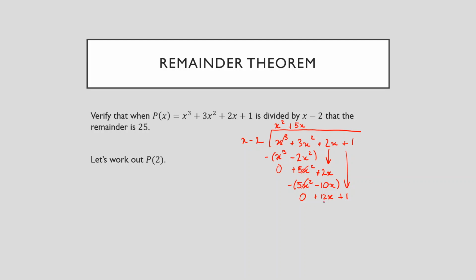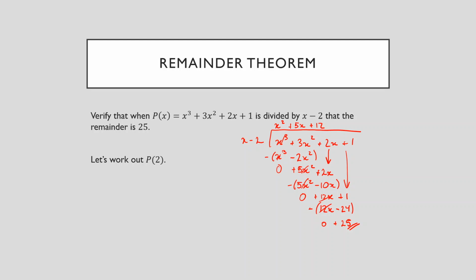And repeat. So 12x divided by x is 12. 12 times x is 12x. And 12 times negative 2 is minus 24. Finally, subtract these. So 12x minus 12x is 0. 1 minus negative 24 is, in fact, 25. Okay, so our remainder is 25.